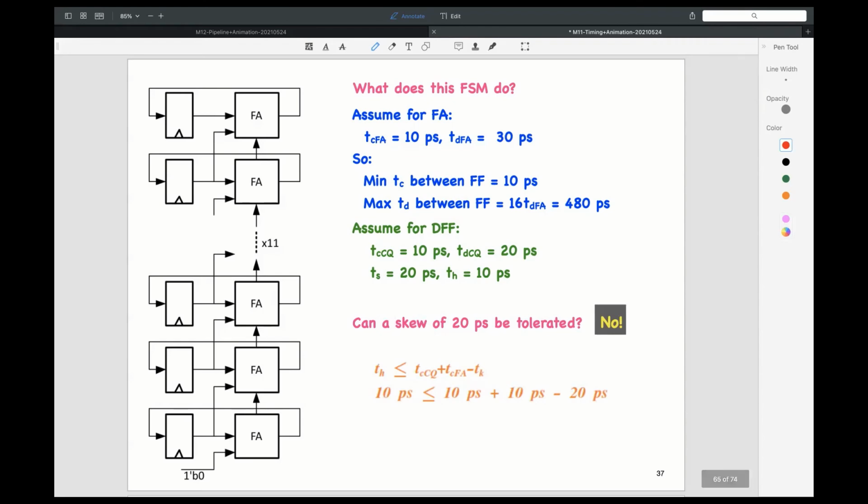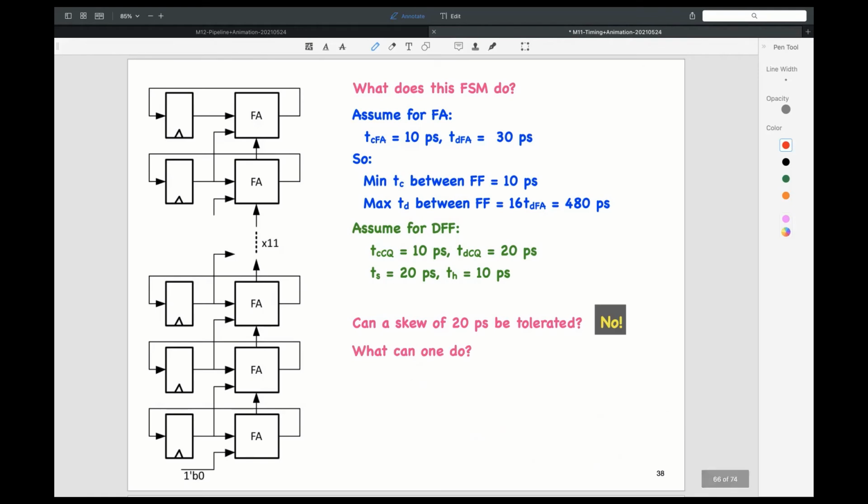So skew, what is the maximum skew I can tolerate? Well, the maximum skew I can tolerate is 10, right? Because the right hand side would then become 10 plus 10 minus 10, which is 10, which meets the left hand side, right? So maximum skew tolerable equals 10. Okay, so it can't be tolerated at 20.